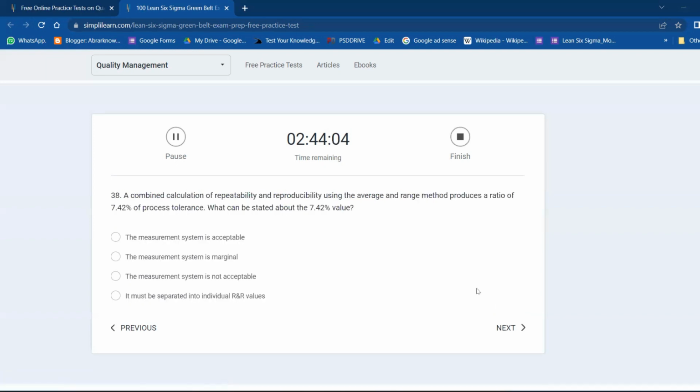And let's go to 38. A combined calculation of repeatability reproducibility using the average and range method produces a ratio of 7.42 of process tolerance. What can be stated about 7.42 value? Right? So since this is less than 10%, we can say that the measurement system is acceptable. So generally the range is 10 to 30, right? If it is less than 10, we can accept. Between 11 to 20, we have to conditionally approve. Greater than 30, we should not approve, right?